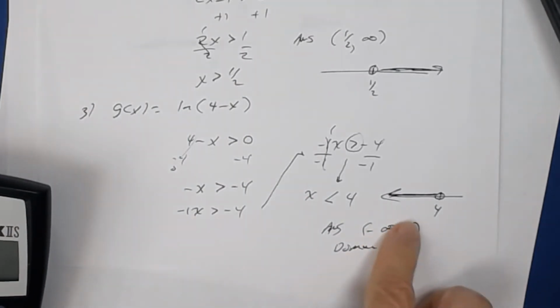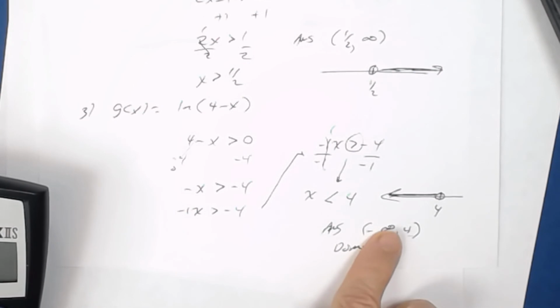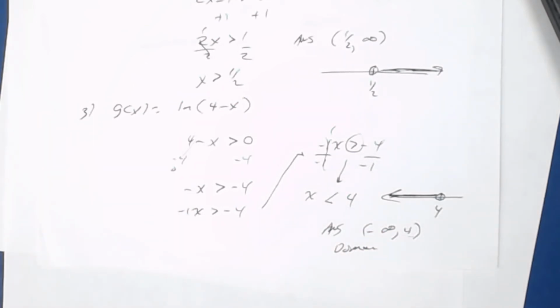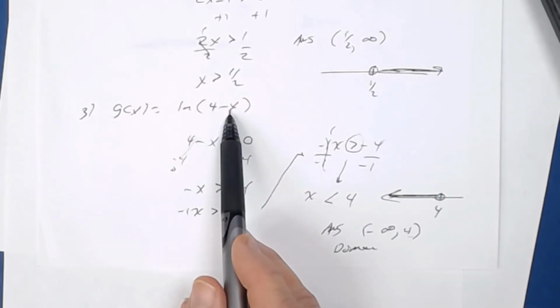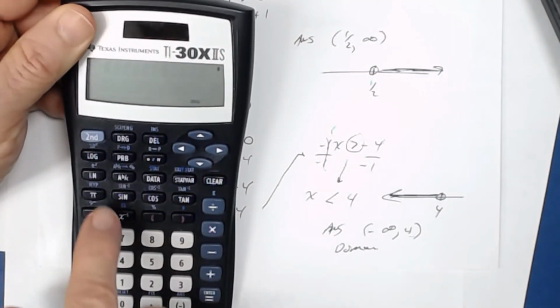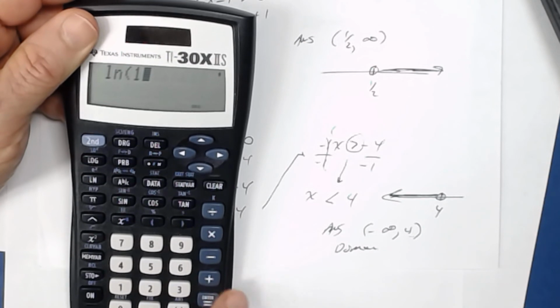Let's see why 3 works. If you go back and check it, what's 4 minus 3? 4 minus 3 is 1. What's the natural log of 1? You don't use your calculator. You better tell me what the natural log of 1 is. That's one of your properties, right? Natural log of 1 is 0.